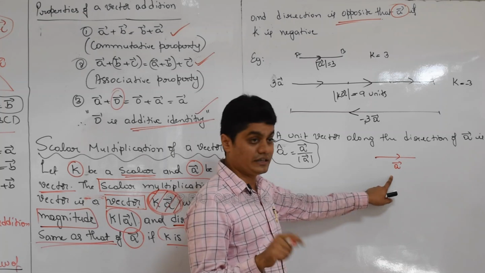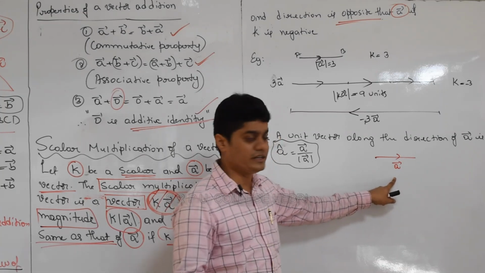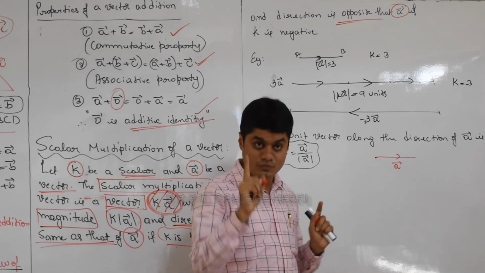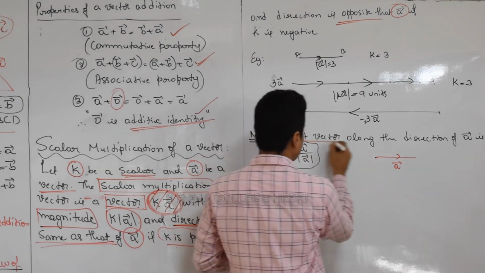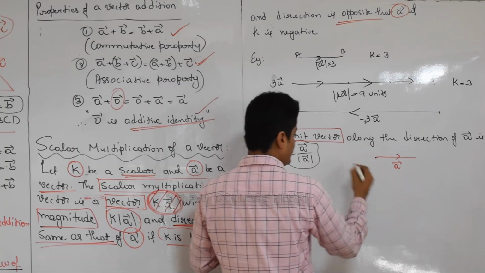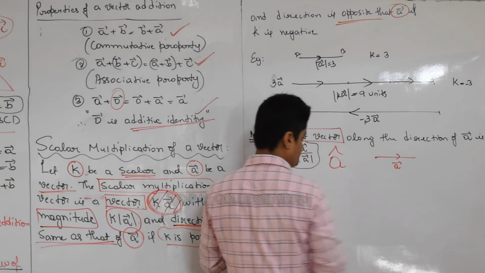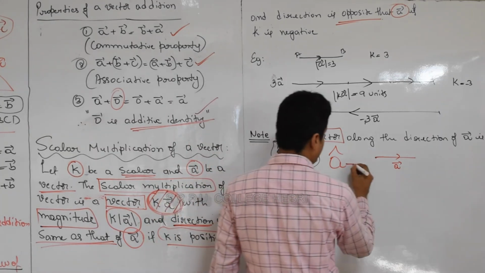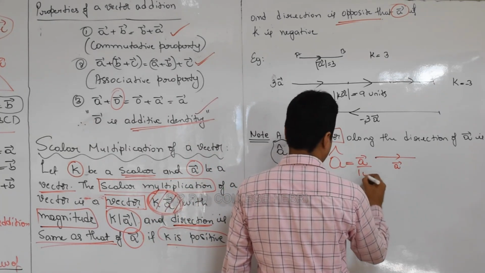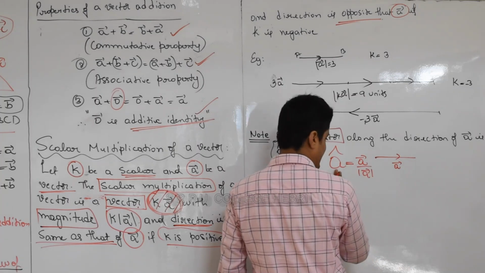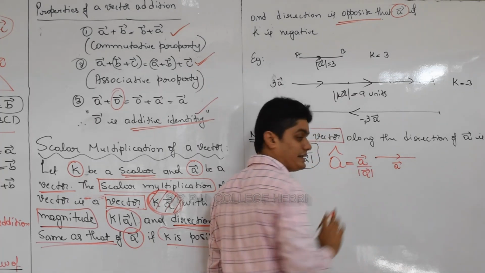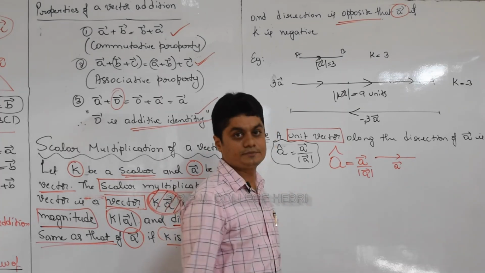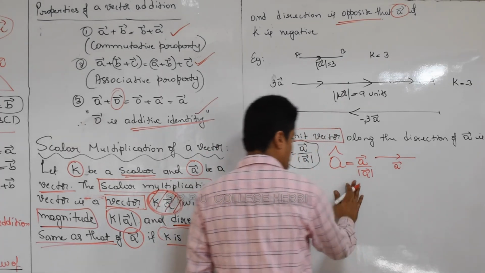If the given vector is vector A with some unit, let it be 3 or 4 units, then the magnitude of the new vector which I am going to obtain should be 1, because it is a unit vector. The unit vector in the direction of vector A is denoted as A cap, and vector A cap is equal to vector A by its magnitude. Why must it be like this? Observe carefully, I'll explain why.